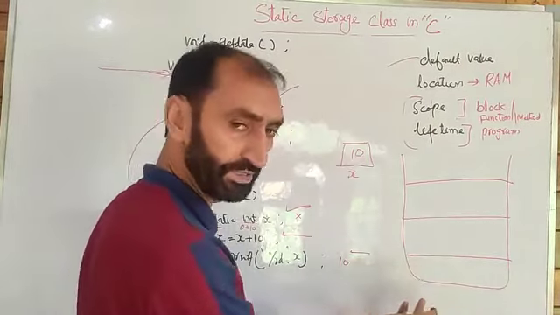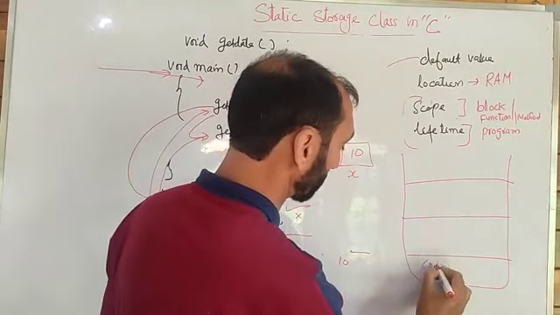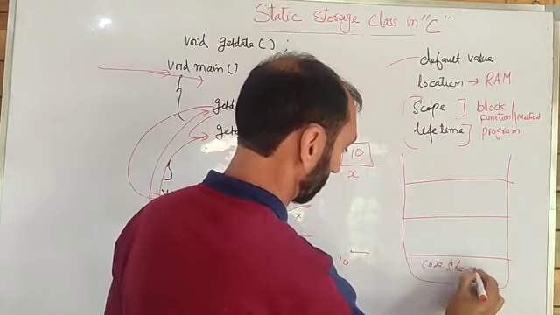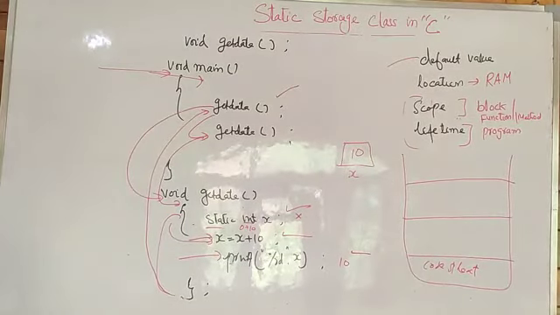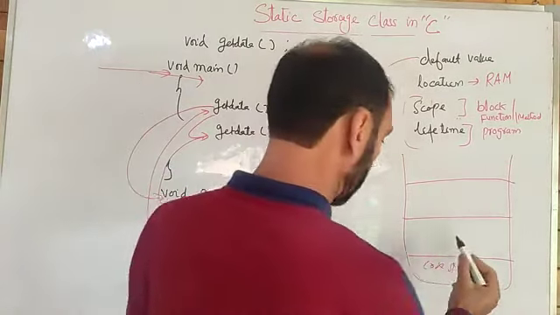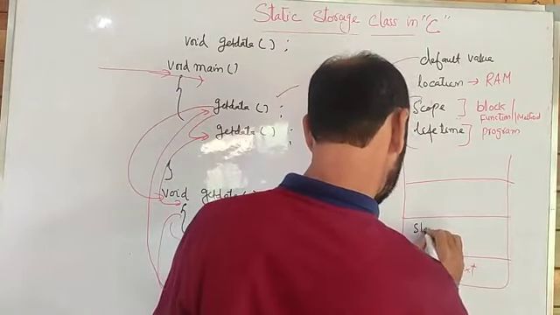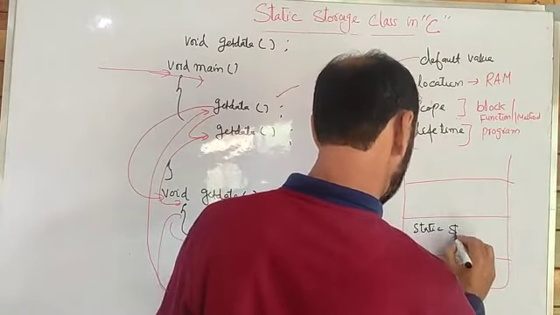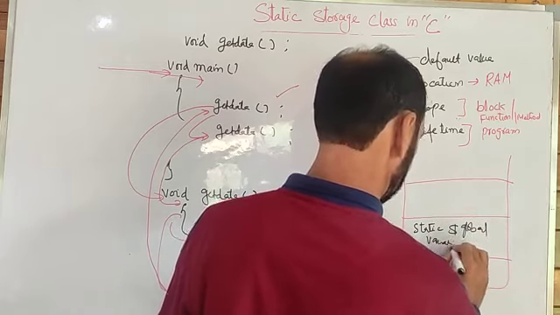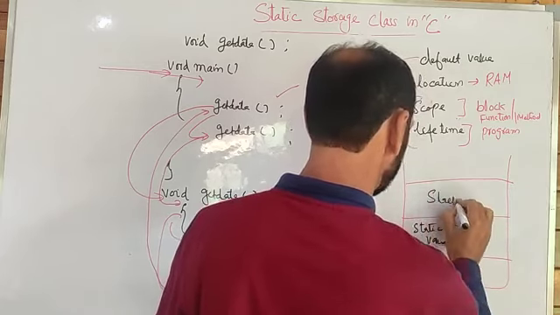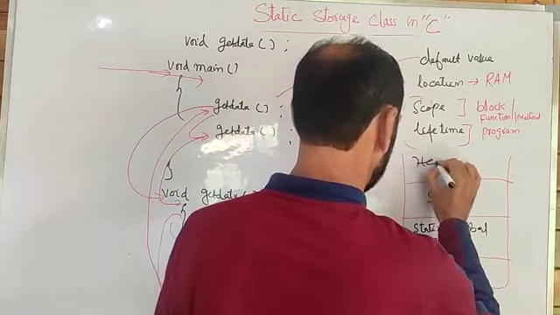Some part of the memory is for code and text, some part of the memory is for the static and global variables, and some part is for stack and some for heap.